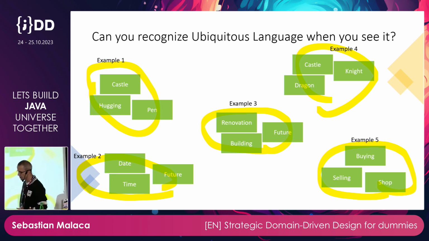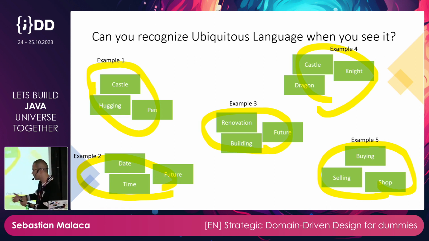Ubiquitous language is a consistent set of words, a group of words and interactions, and you can easily find that the group is fine. The words somehow work with each other. For example: buying, selling, shop. If I'm in the shop, I can buy something. Maybe there is someone who wants to sell something. Maybe the shop itself wants to sell something.